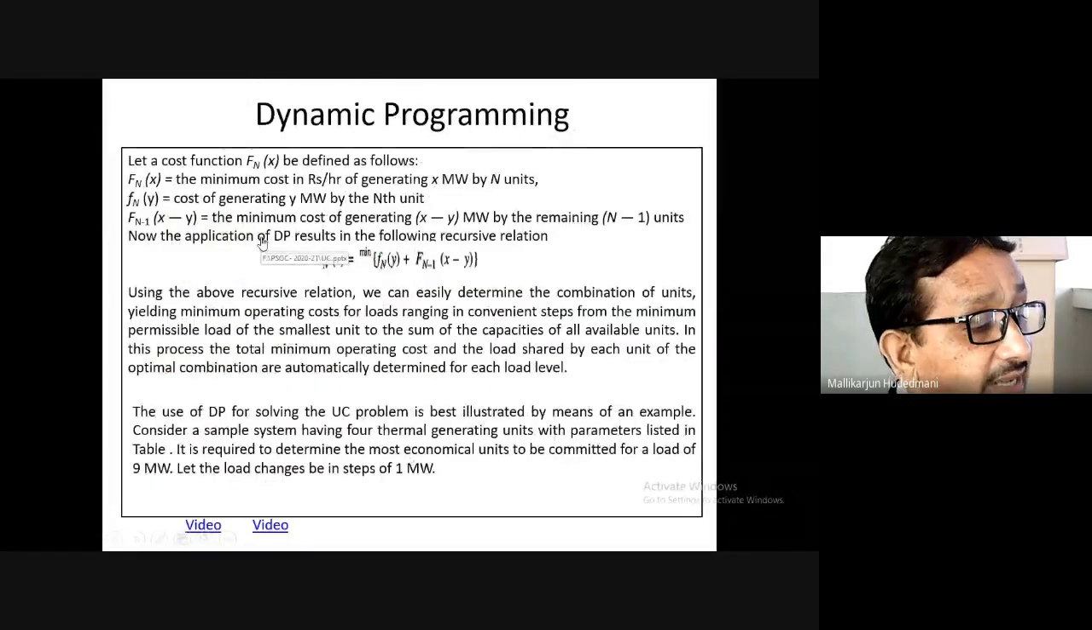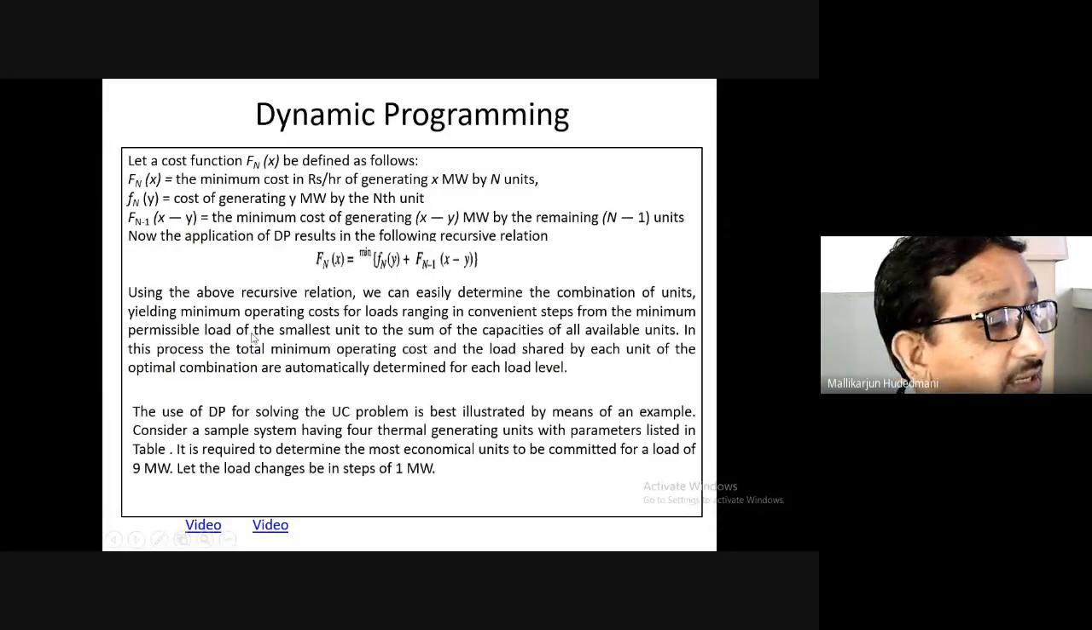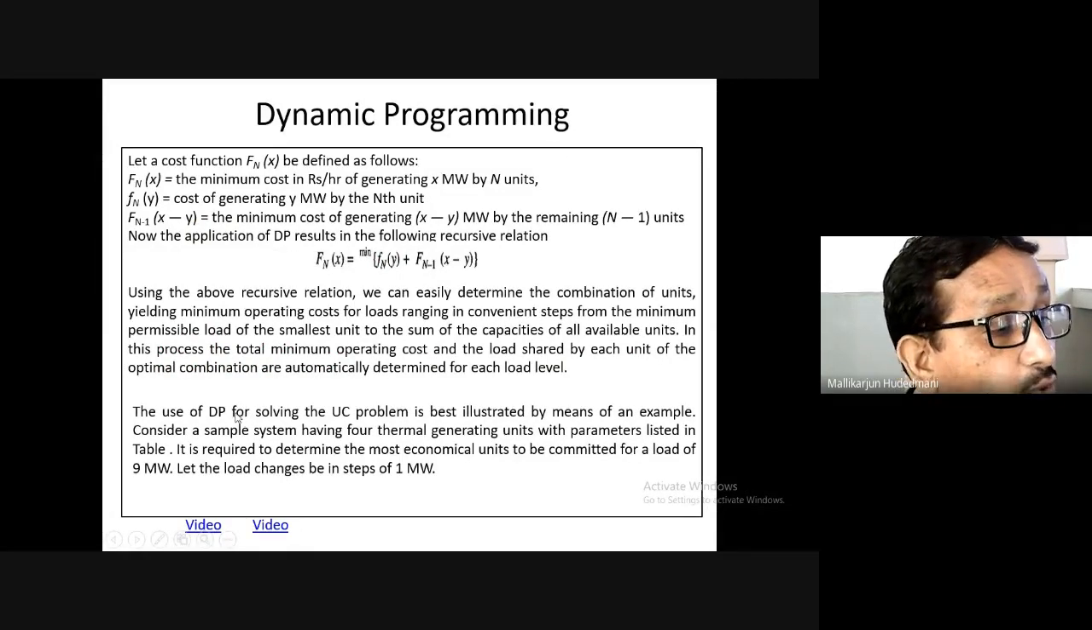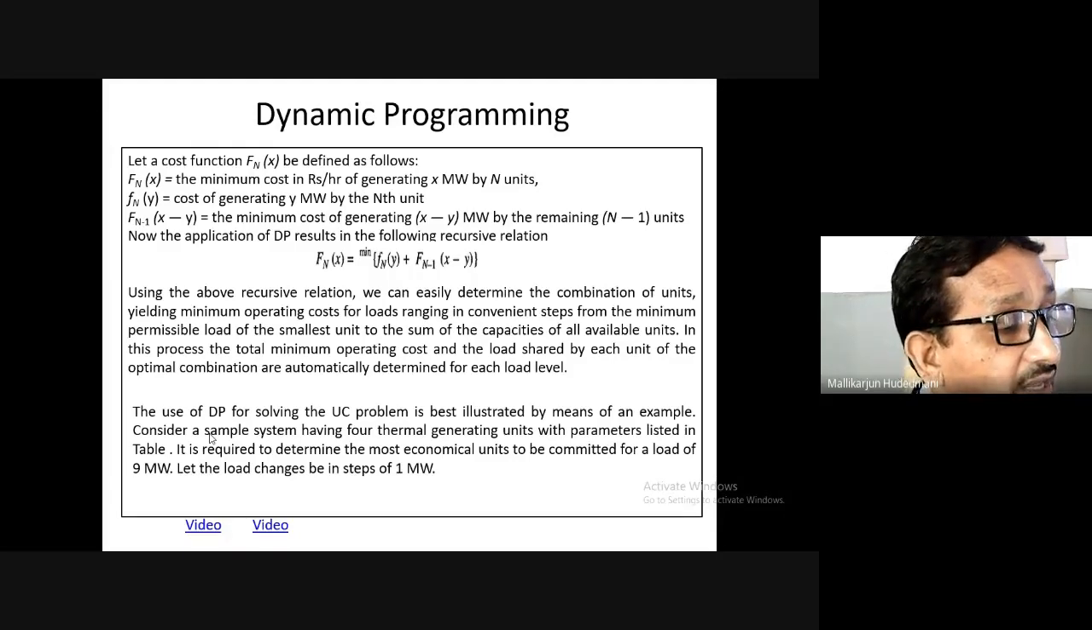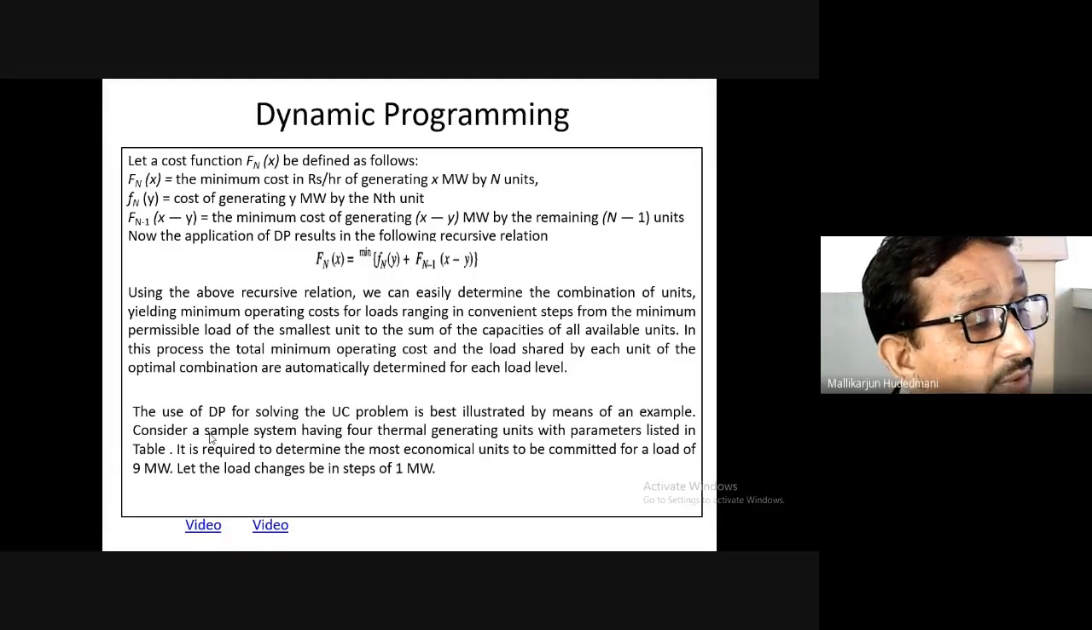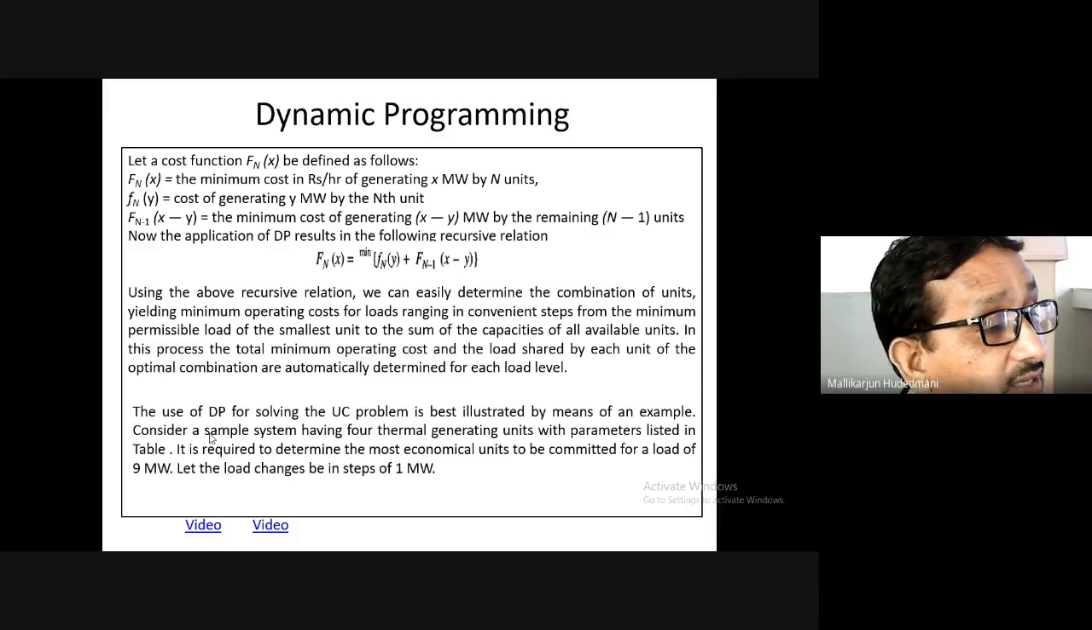Now, when I say a dynamic programming method in this regard, let's see how it is mathematically coded. Mathematically, it is coded as, let us say, Fn(x). Fn(x) is the cost of production of x megawatt from n number of generating units. This is the derivation aspect, where I want to obtain X megawatt from N generators. N may be 10, for example.